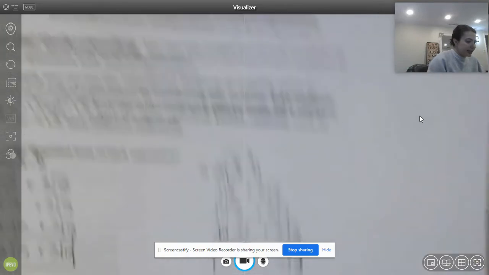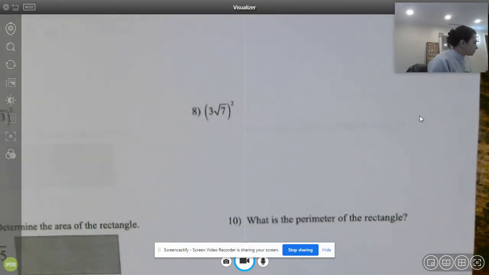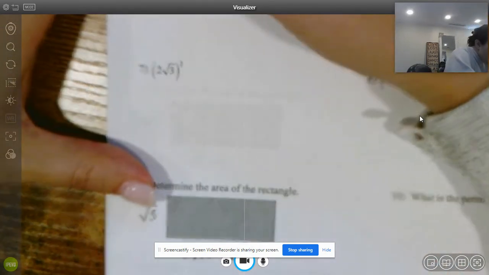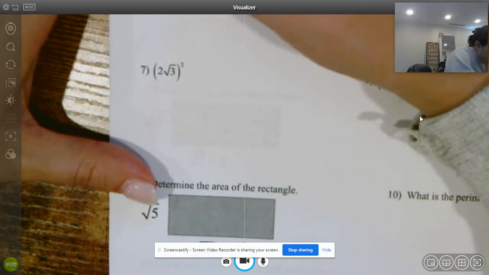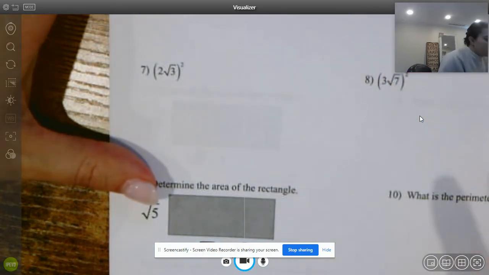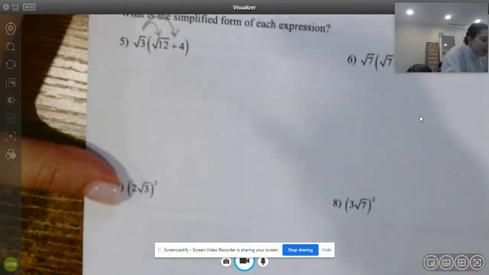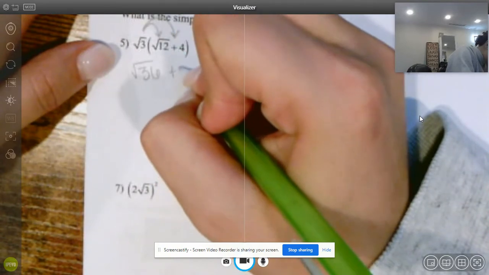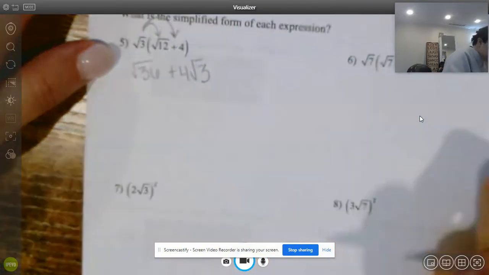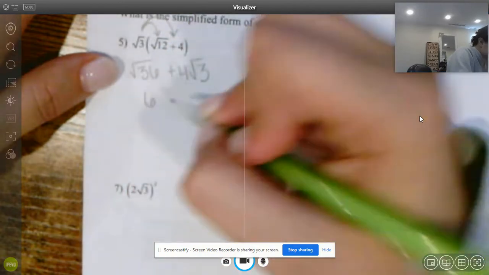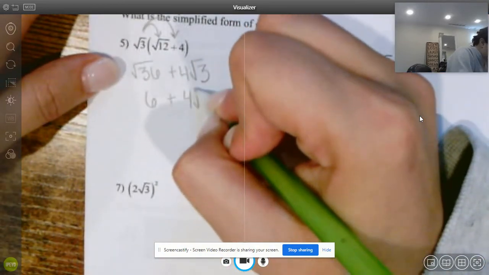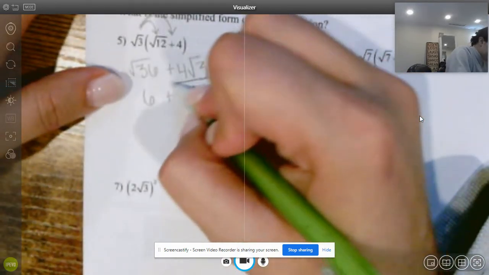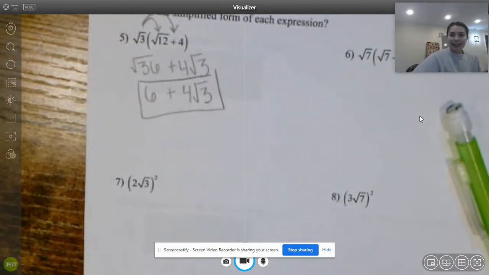Okay, let's take a look at the second page now. Okay. Now we're going to go ahead and take a look at some more distribution. We're going to multiply the square root of 3 by the square root of 12. We're going to multiply the square root of 3 by 4. Oops, I'm sorry, guys. When we do that, we end up getting the square root of 36 plus 4 root 3. Okay, the square root of 36 is 6 plus 4 root 3. And this is as simplified as this gets.